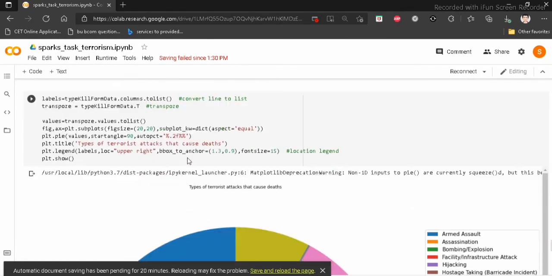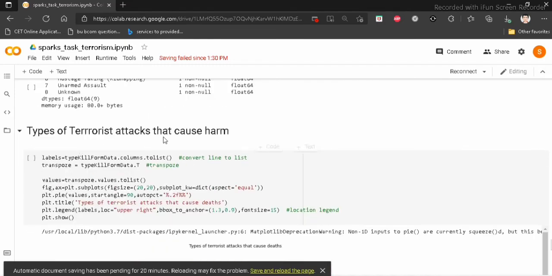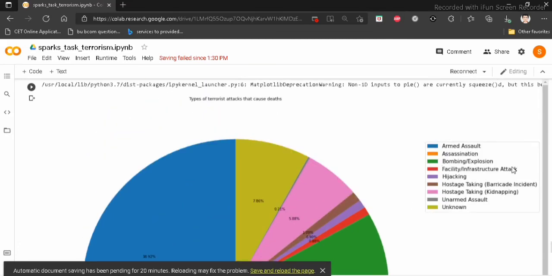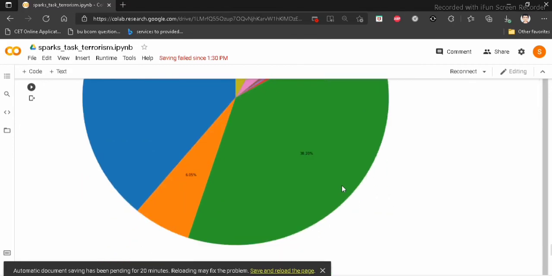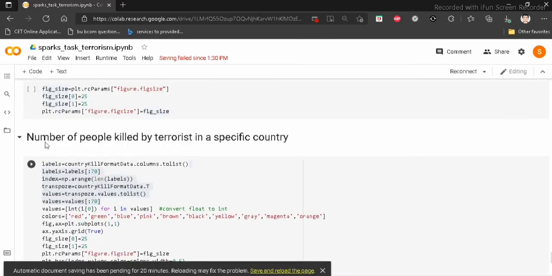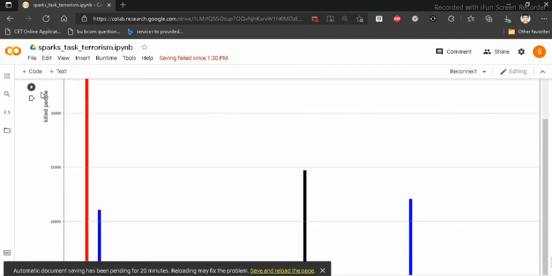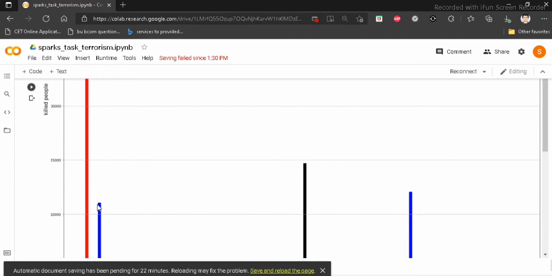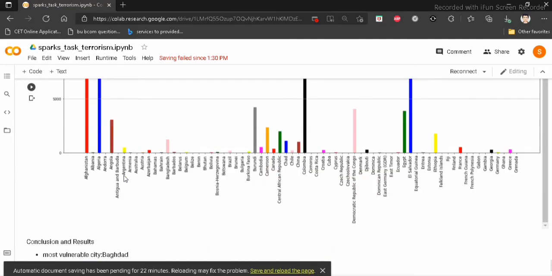The next graph is a pie chart which depicts the types of terrorist attacks that cause harm. We can see that majorly it is blue and green, which depict armed assault and bombing and explosion. Then we have the last graph, the number of people killed by terrorists in a specific country. We can see this as Afghanistan. So most of the people have been killed in Afghanistan.